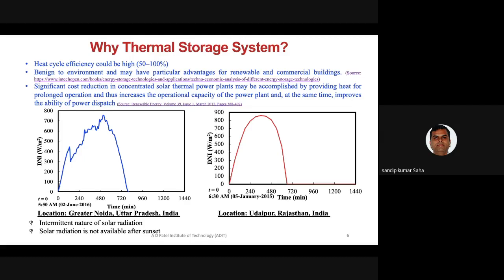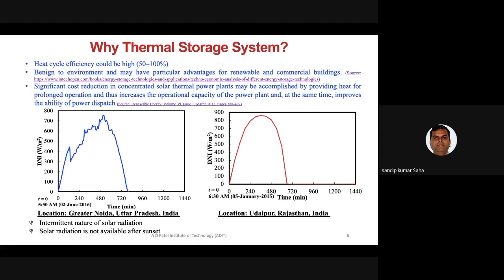Okay. Now, what is the problem with solar energy? That this is already known, is that solar energy is intermittent in nature, as well as it is available for a very small duration. Now, if I see the DNI profile of solar radiation, we will see that in Jaipur mostly we get a smooth profile. Whereas in Noida, this is the profile for rainy days. Okay, the DNI pattern is very irregular, or it is fluctuating.